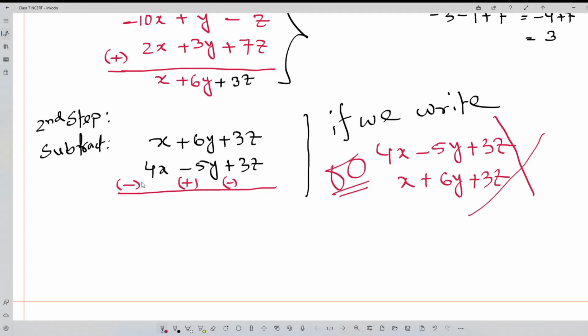So what will be the answer? Look, x minus 4x means minus 3x. So we will write minus 3x. Here is plus 5y, here is 6y, it means plus 11y, and here is 3z and here is minus 3z, so the answer will be what? Nothing. You can write plus 0 minus 0, so the answer is only this: minus 3x plus 11y. Hope you understand this one.